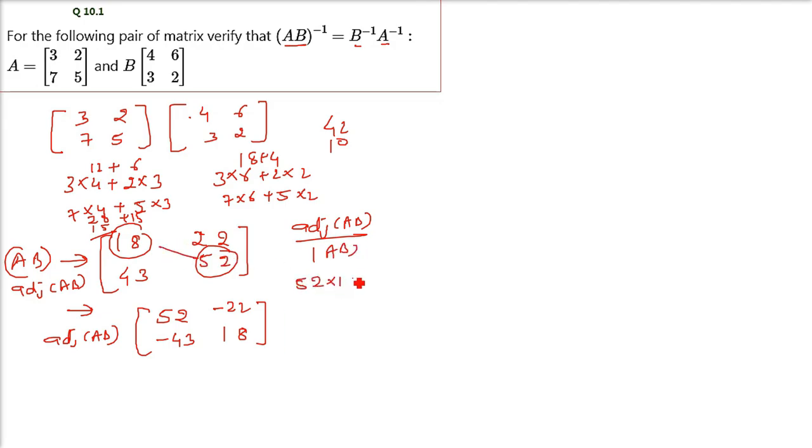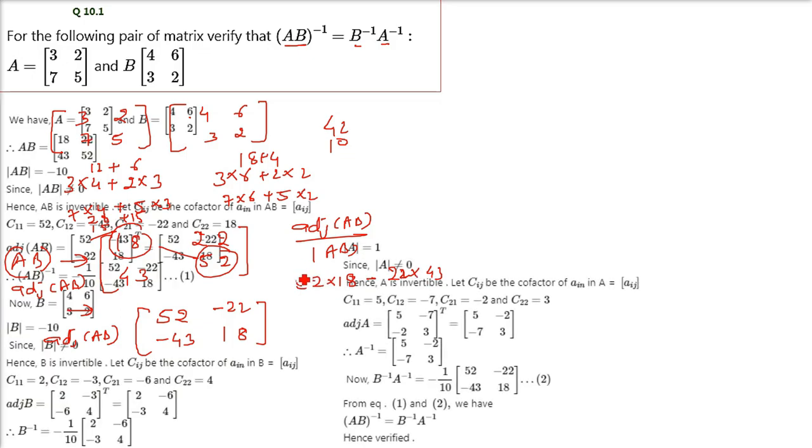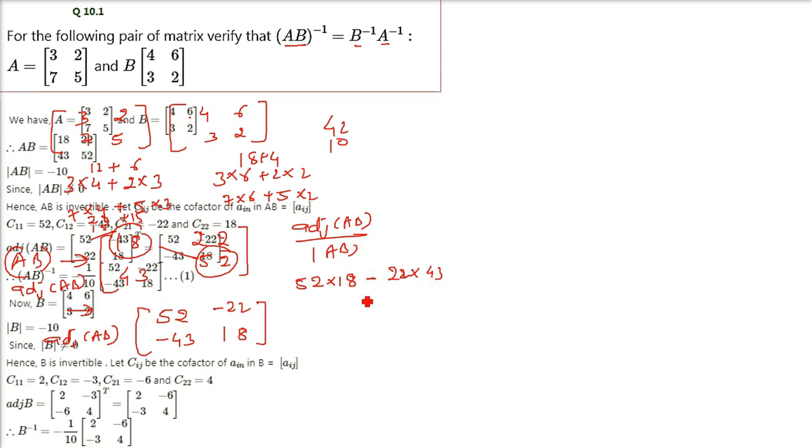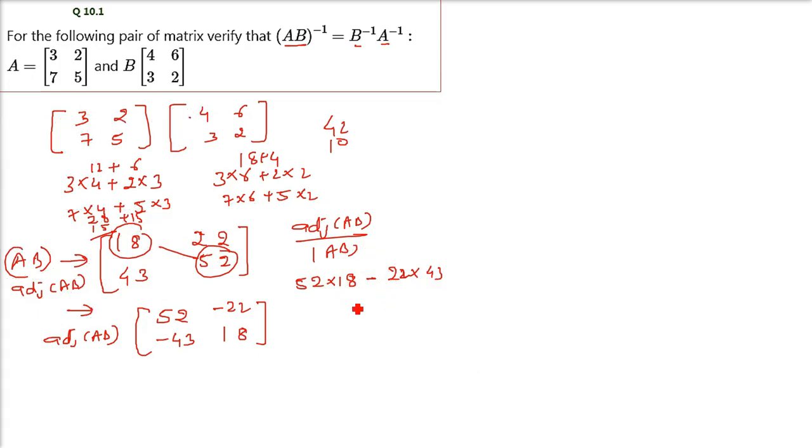So 52 into 18 minus 43 into 22. Let me tell you the value, you can compute it. It will be negative 10. I'll give you the answer. It is negative 10. This is the solution on the back side. But let me tell you it is minus 10. So now adjoint of AB has to be divided by the determinant of AB. So minus 1 by 10 it will be. So this is your final value. Now coming to the right hand side. In the right hand side, B inverse and A inverse have to be computed.